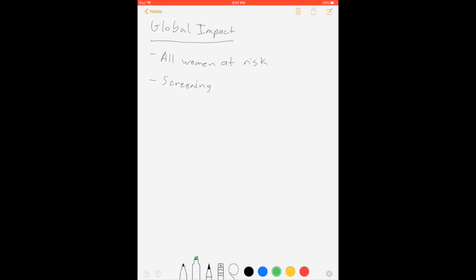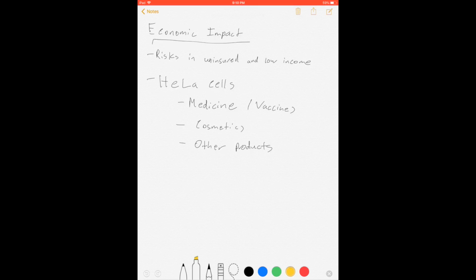So we're going to talk about the global impact that cervical cancer can have. Basically, all women are at risk, with most of this due to whether or not early screening for the disease is available. Most of this is connected to the economic impact related to the disease. Cervical cancer can also have an economic impact, as the disease is generally more often seen in uninsured and low-income communities, again, mostly due to screening.